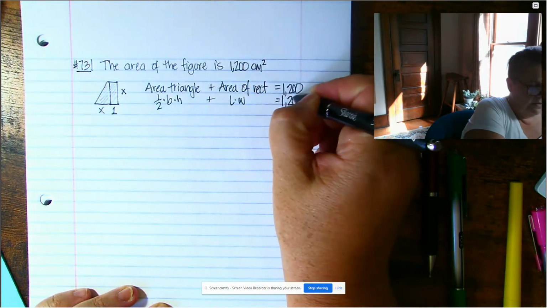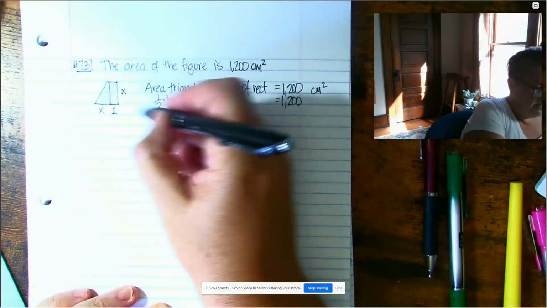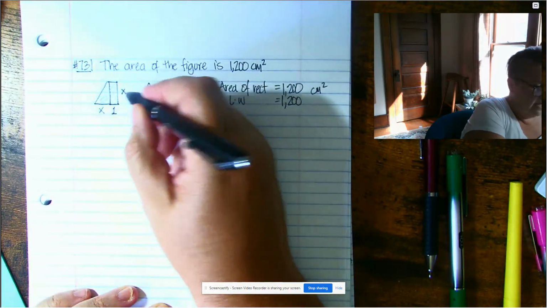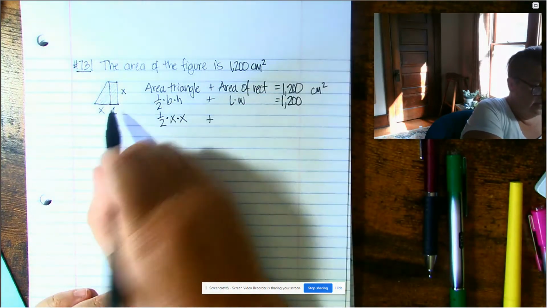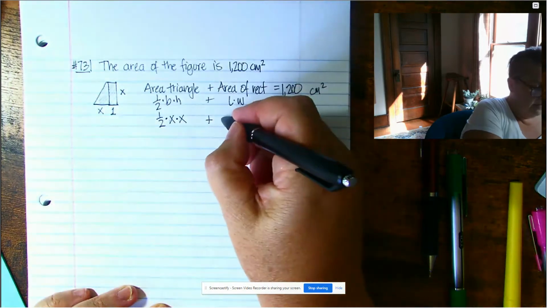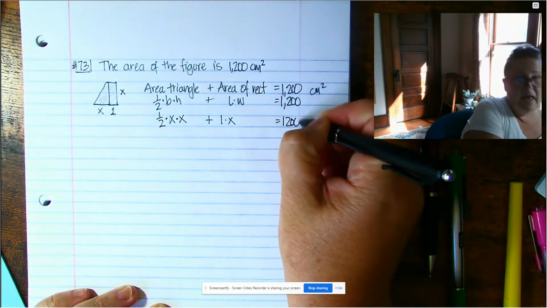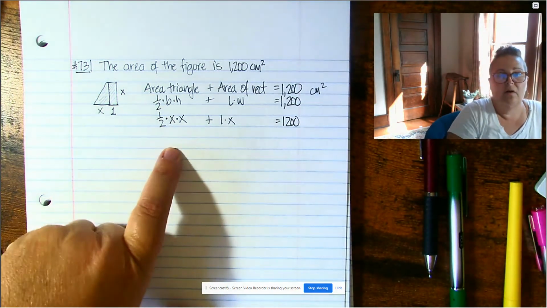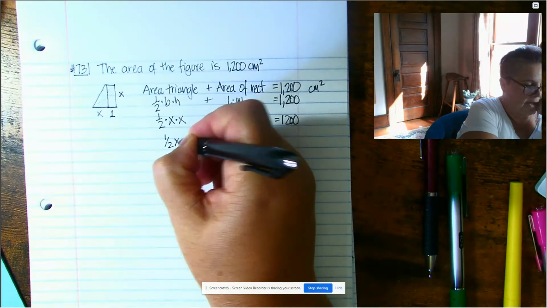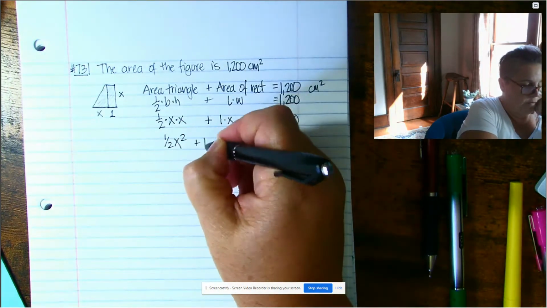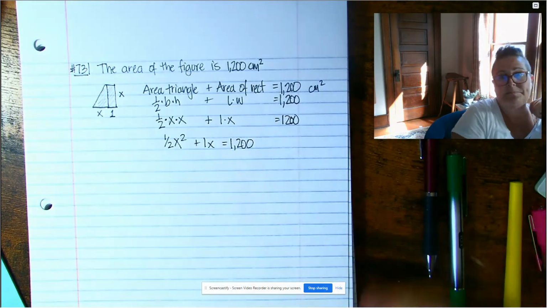Together, that's 1,200. So this is going to be 1/2. The base of the triangle is X. The height of the triangle is also X. Plus the area of the rectangle is the length times the width, or 1 times X. Okay. All right, so X times X is X squared. We wanted a quadratic, so this will be 1/2 X squared plus 1X, and that's got to equal 1,200.